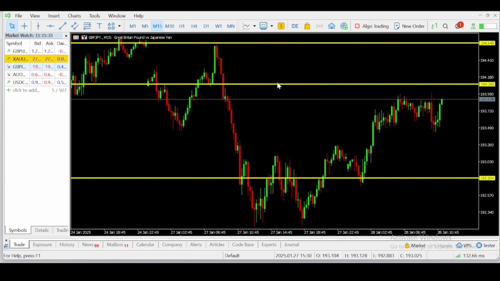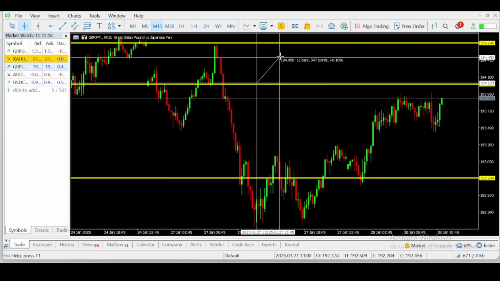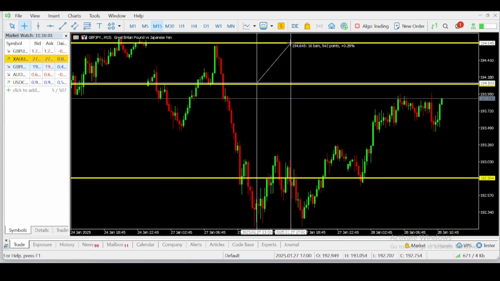Then subtract this current price from this one here, whatever you have as your value, divide it by 0.01 for your JPY pairs. Or if you don't want to do it manually, you can just use this to calculate from here and go all the way up like this.